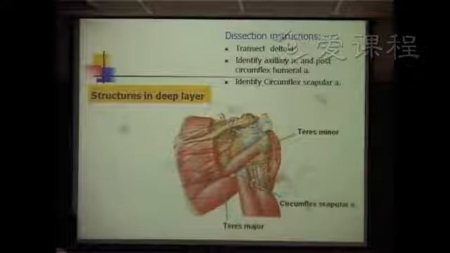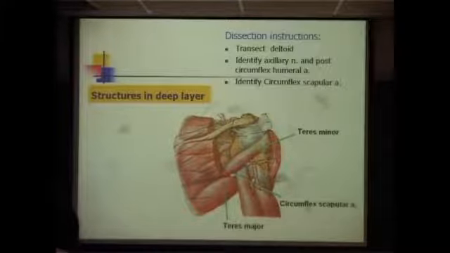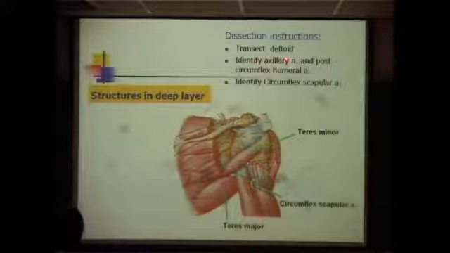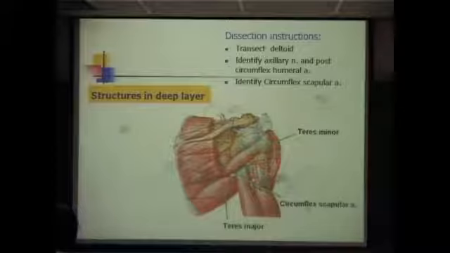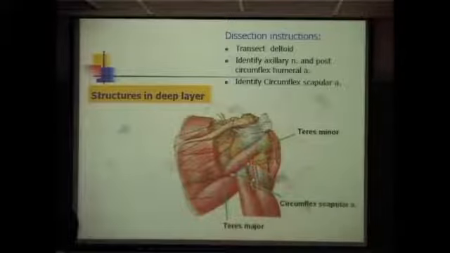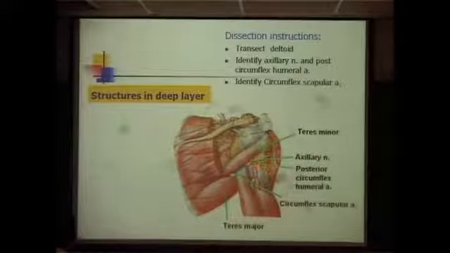After the deltoid is dissected and lifted, you can find the axillary nerve and the posterior circumflex humeral artery. You should identify the nerve and the artery from the posterior aspect of the shoulder. They pierce through the quadrangular space, like this. This is the axillary nerve, and this is the posterior circumflex humeral artery.